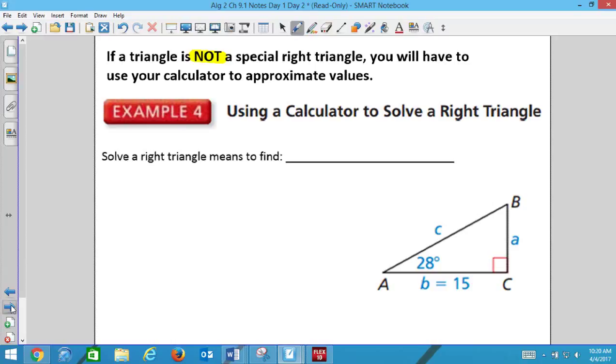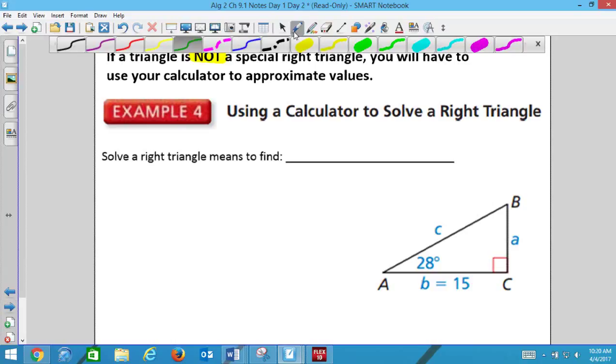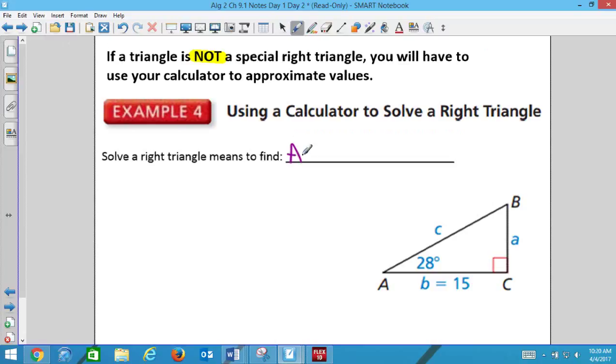Okay. When it says solve a right triangle, it means to find, anybody know? Kyle knows. Oh. All the sides. You need all the angles and all the lengths of the sides. So you're going to find all missing sides and angles.